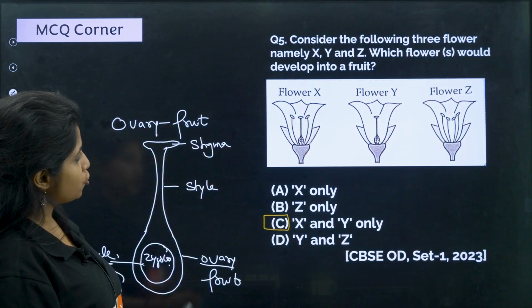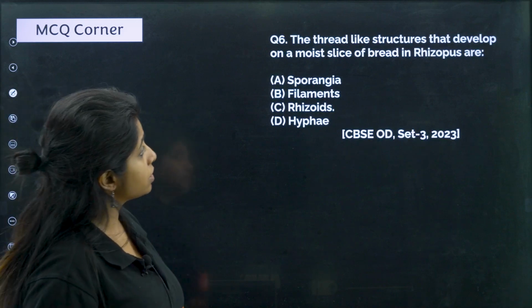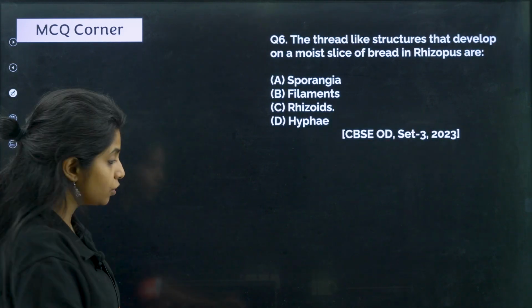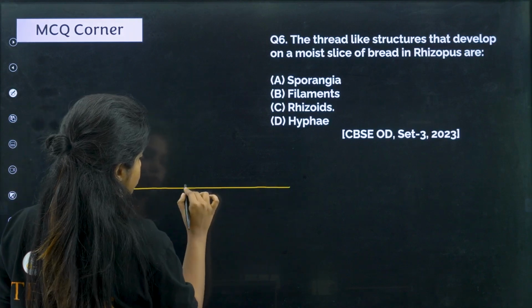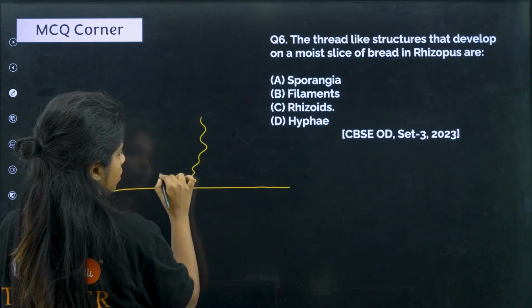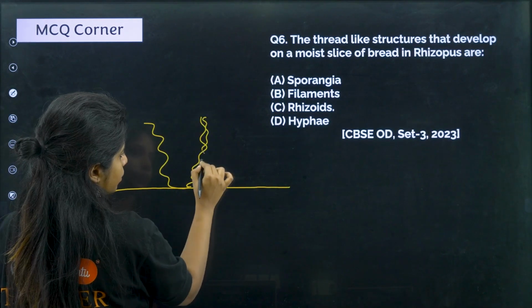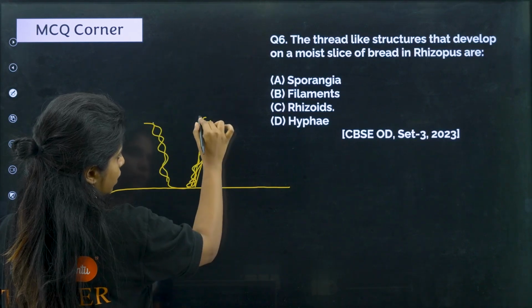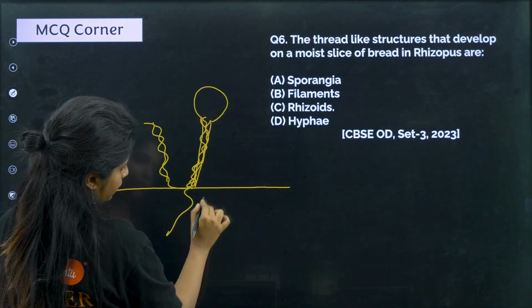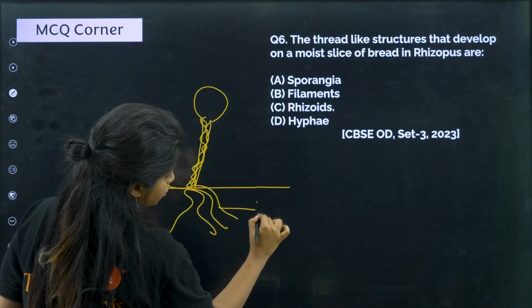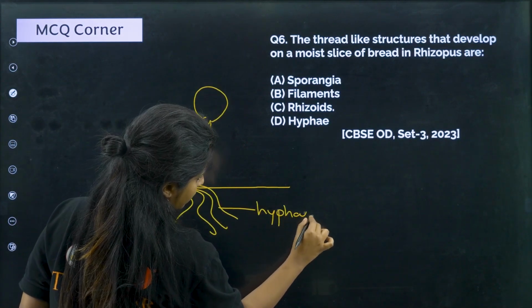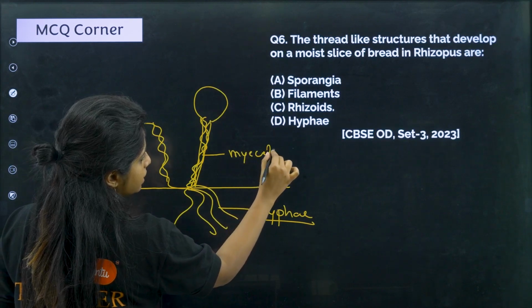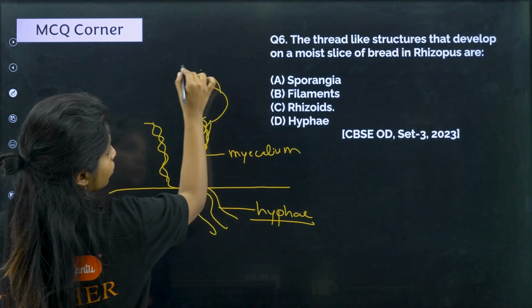Cool? Next, the thread-like structures that develop on a moist slice of bread in Rhizopus are. So basically, the thread-like structures which form over here will be many in number. They will come together to form the mycelium. What do you call this thread-like structure? You call this hyphae. When the hyphae come together, it is known as mycelium.